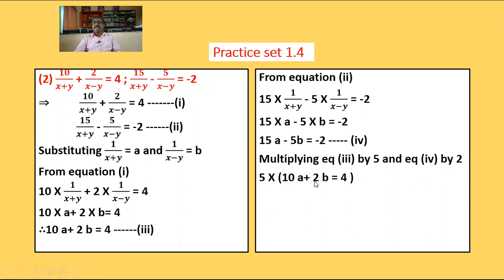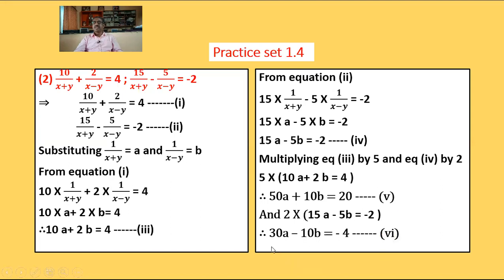5 multiply 10a plus 2b is equal to 4. 5 tens are 50a plus 5 times 2 is 10b is equal to 5 fours are 20. We get equation number 5. And 2 multiply 15a minus 5b is equal to minus 2. Therefore, 30a minus 10b is equal to minus 4. We get equation number 6.